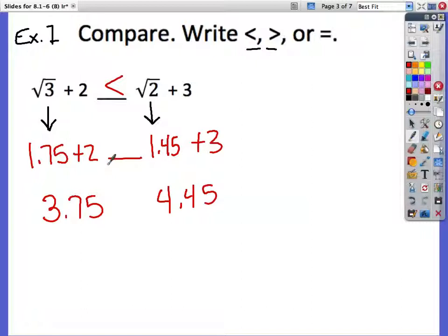Well, another way is you can use some sound logic. I know that the difference between the square root of 3 and the square root of 2 is not going to be more than 1. I know it's going to be less than 1. And I know the difference between the addition here, the add-ins in this expression, is 1. So using that information, I can logically just look at this and tell that this one on the right is going to be greater.